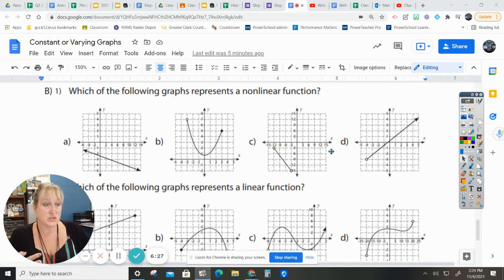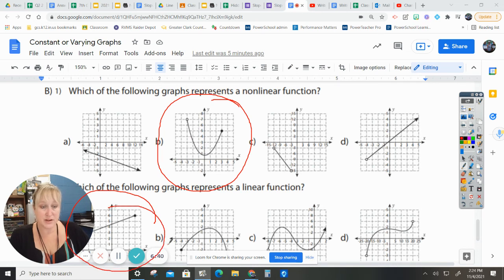These down here want you to circle the ones that are non-linear. So the only one that is not a line is this one. Down here, which one represents the linear function? That would be this one right here. So those should be your answers. Hopefully you're ready for what's to come.